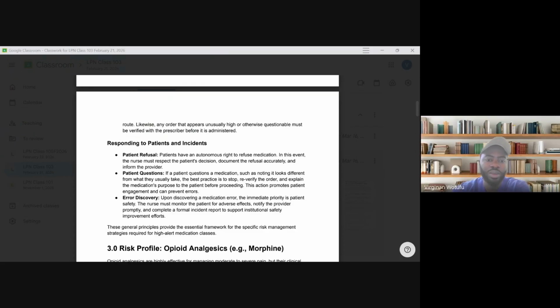Good. Like I said, you're absolutely correct. In the case of medication refusal, you respect the patient's autonomy, right? You document the refusal and you notify the provider or the doctor, like you said, or the RN.